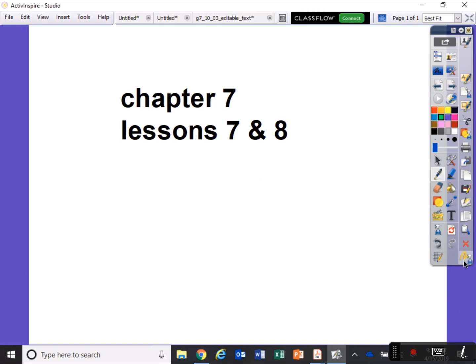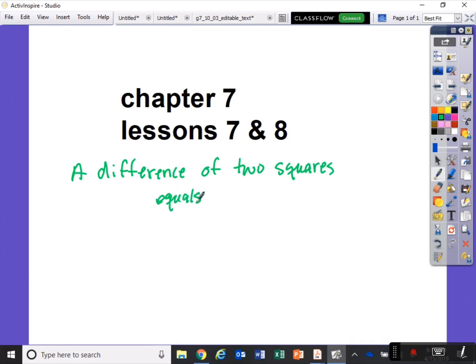So again, that's called a difference of two squares, which factors into a sum times a difference. I'm actually going to write that out. A difference of two squares equals a sum times a difference.